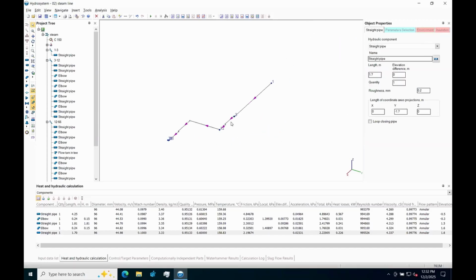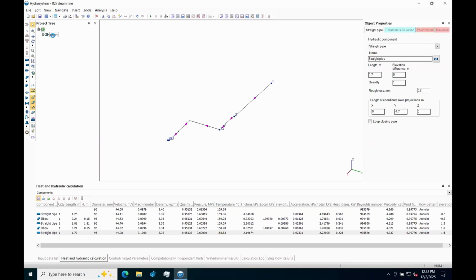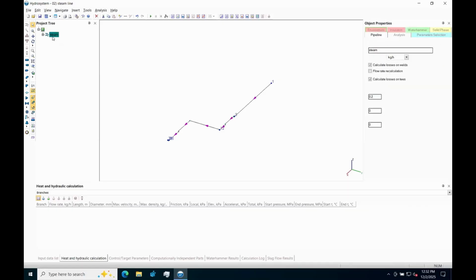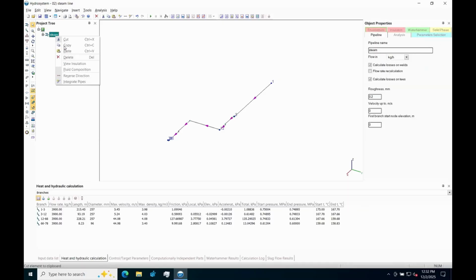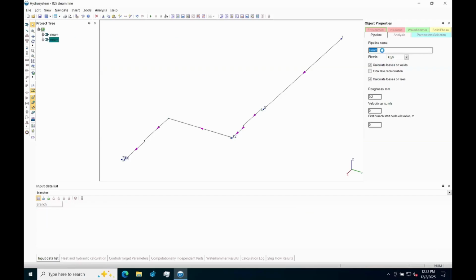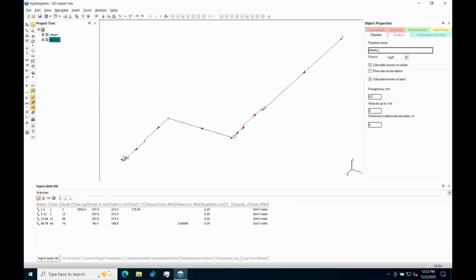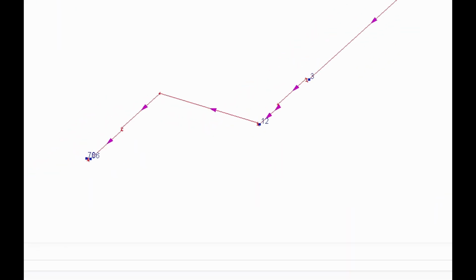Now in HYDROSYSTEM, you can model special components which will transfer your condensate out of this piping system. To show it to you, I'm going to copy this piping system as a whole, the full copy, and I will give it the name steam with steam traps. To model a steam trap, you simply need to select the node where the steam trap is located.